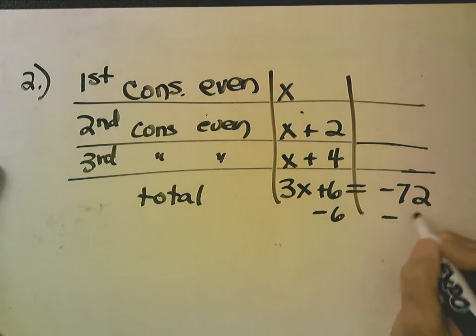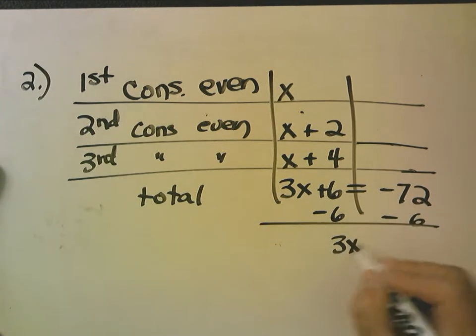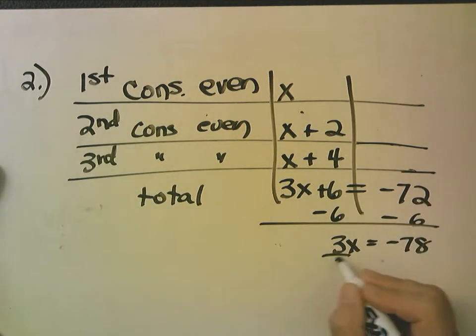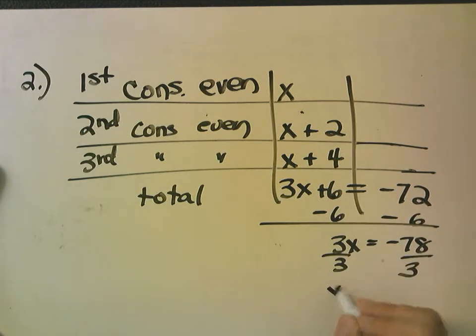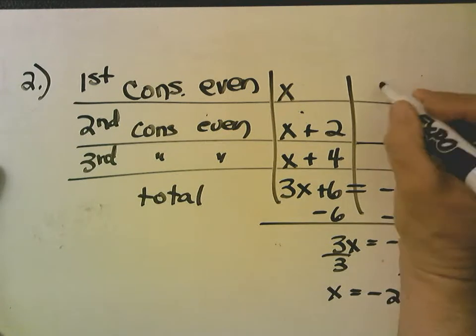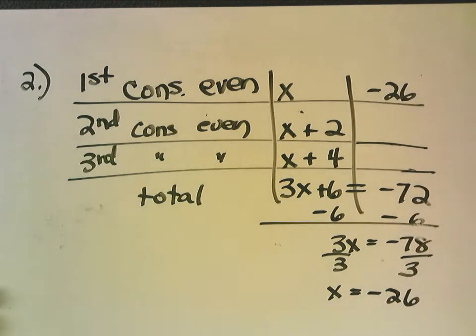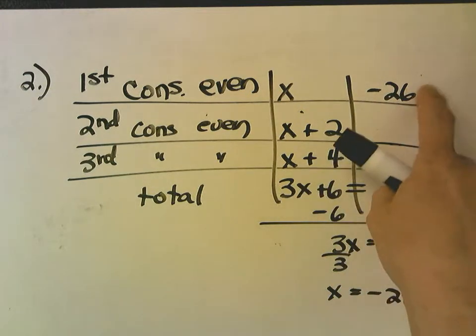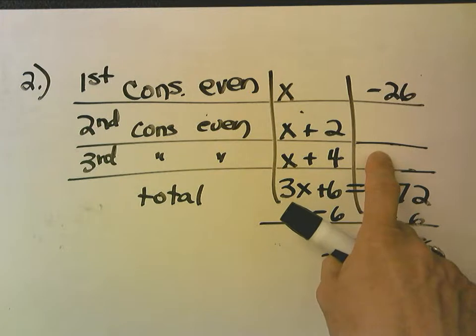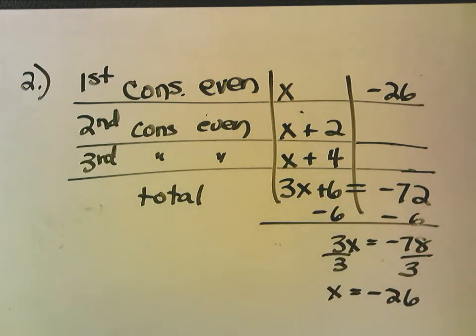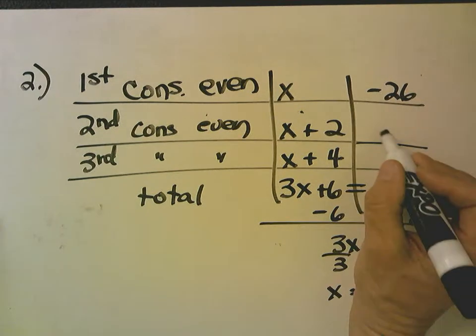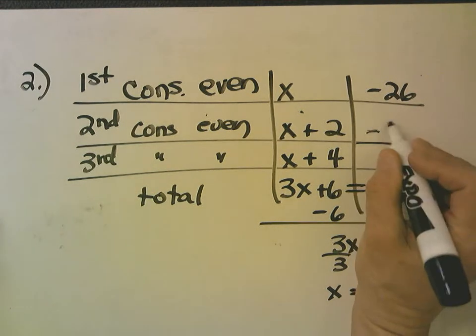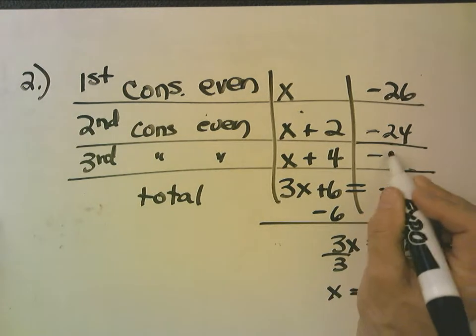Now I'm going to solve my equation. Negative 26. So this is where you really have to be careful when you're working with negatives, because if you did this quickly, you might put negative 26, negative 28, negative 30, thinking you're adding 2. But remember, if you're adding 2 to a negative number, it becomes less negative. So this should be negative 24, and this should be negative 22.